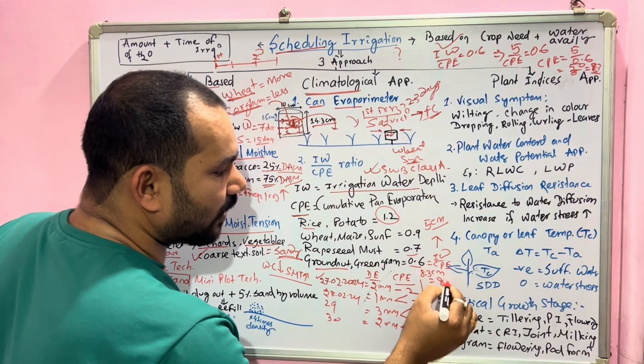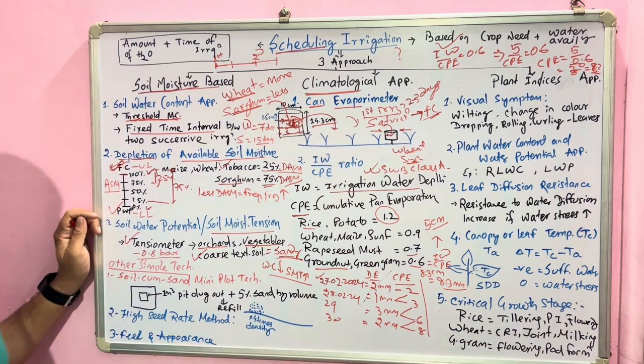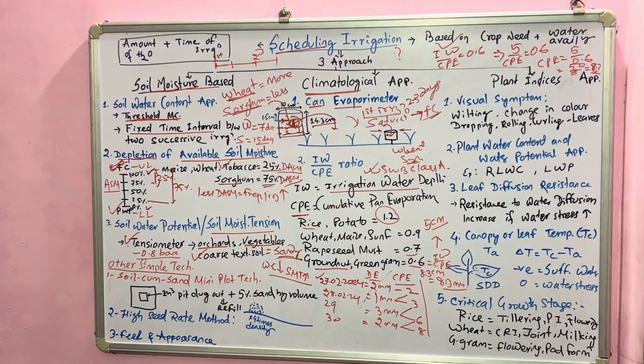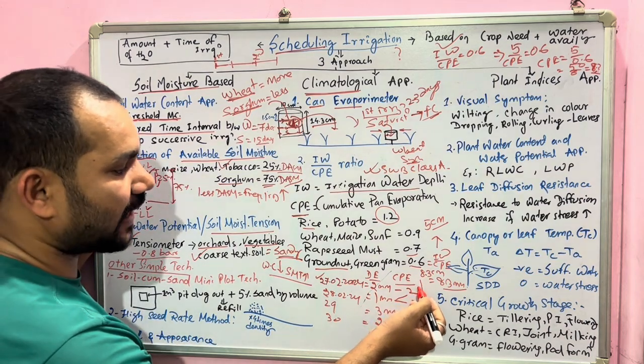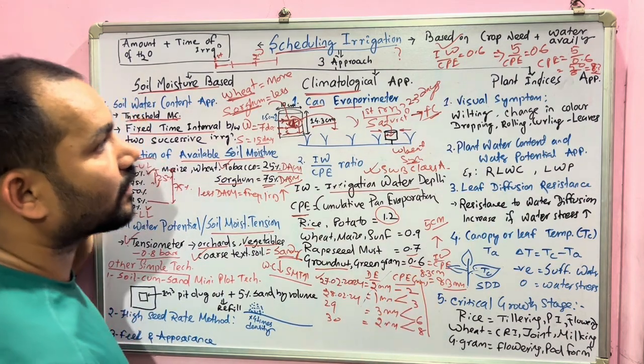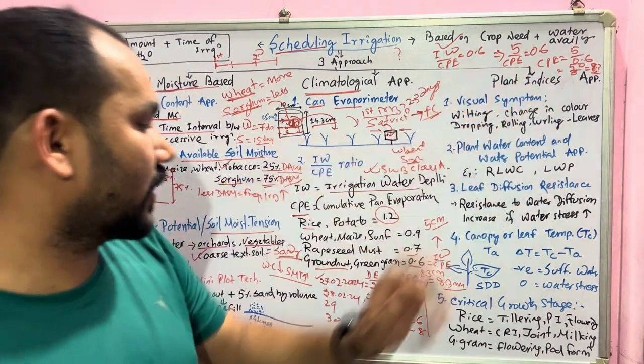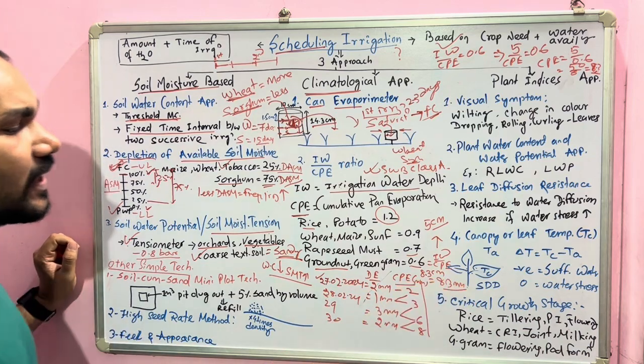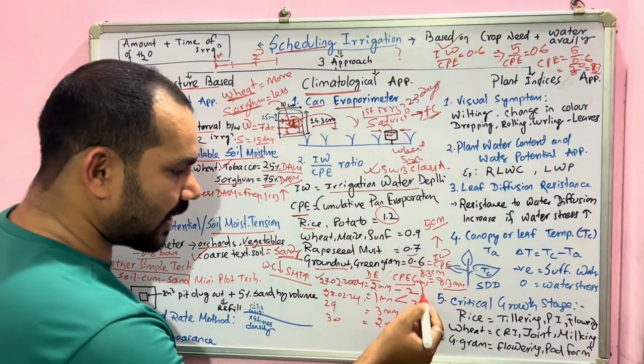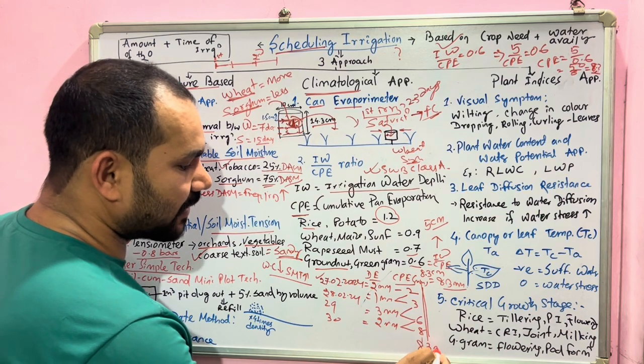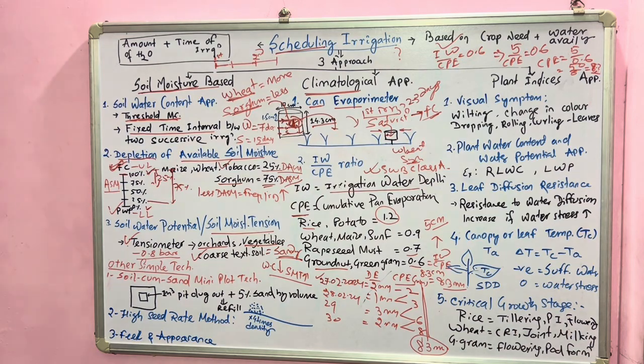If we convert this into millimeter, how much will it be? 83 millimeter. Okay? So in this case you have the cumulative pan evaporation. Suppose it is in millimeter; we applied 5 centimeter of water. So now suppose it is 83 millimeter. Now you have the cumulative pan evaporation, and when it reaches 83 millimeter, you have to go for your next irrigation.